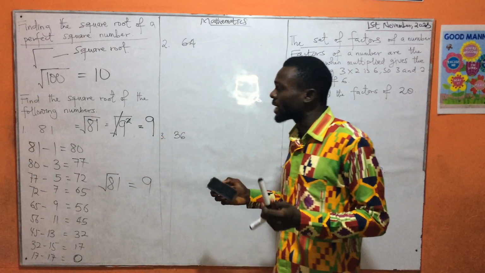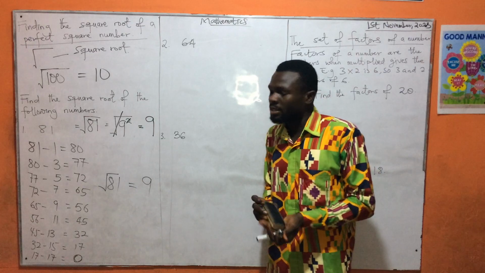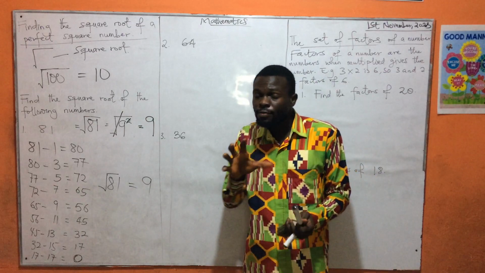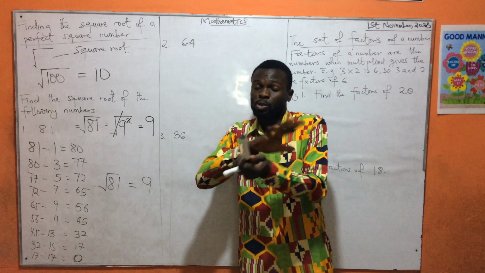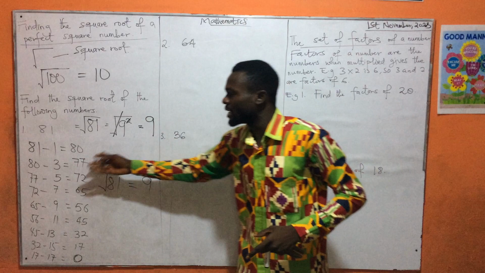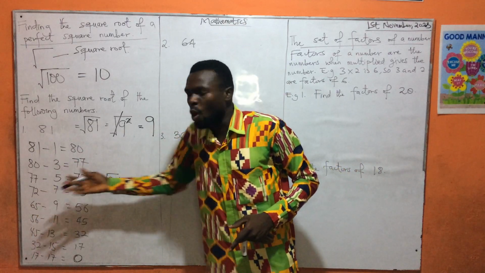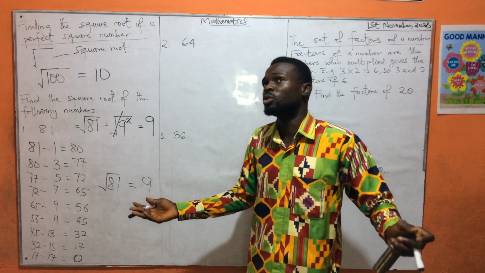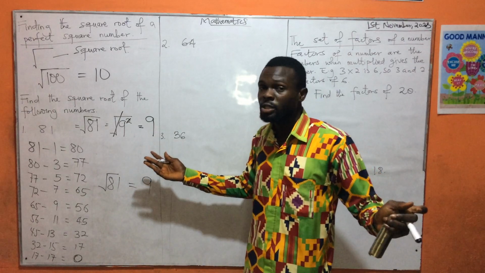For example 2, we can use both methods, but we should know the method which is okay for us, and even we should know the two methods, because a question may be asked: use the repeated subtraction method, or just find the square root of the numbers. Once it says find the square root of the numbers, then we can use any method.